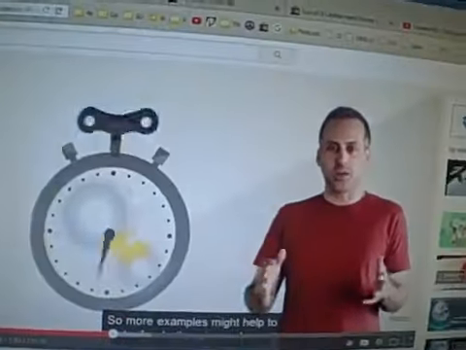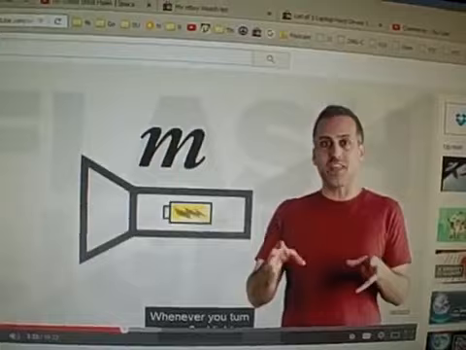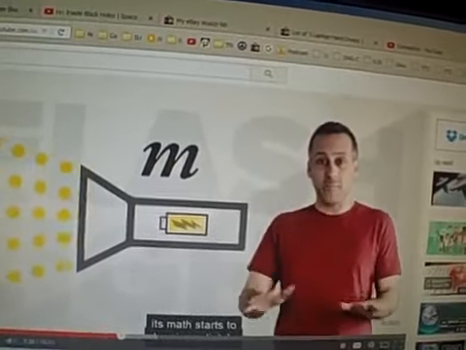Some more examples might help to clarify what's going on here. Whenever you turn on a flashlight, its mass starts to drop immediately. Right, so then why didn't you just talk about it in terms of flashlights, right? Why did you bother with this watch thing where you basically broke the analogy by not saying explicitly, I mean, a watch that isn't wound?